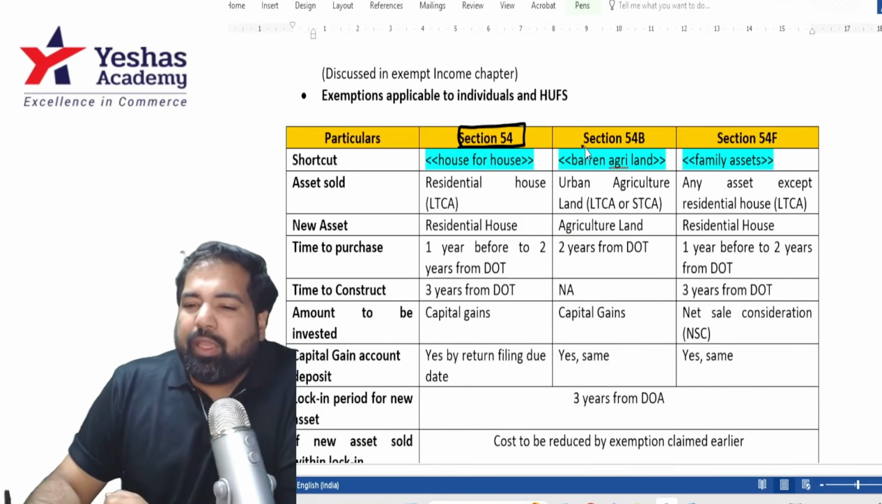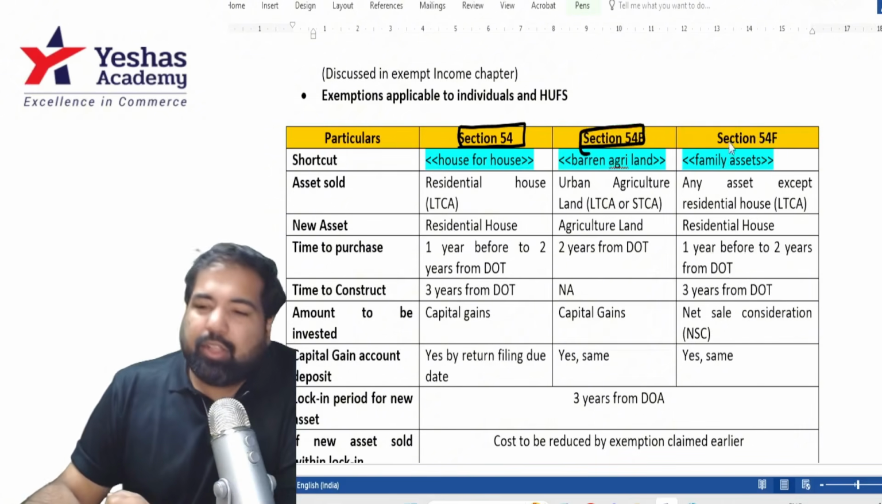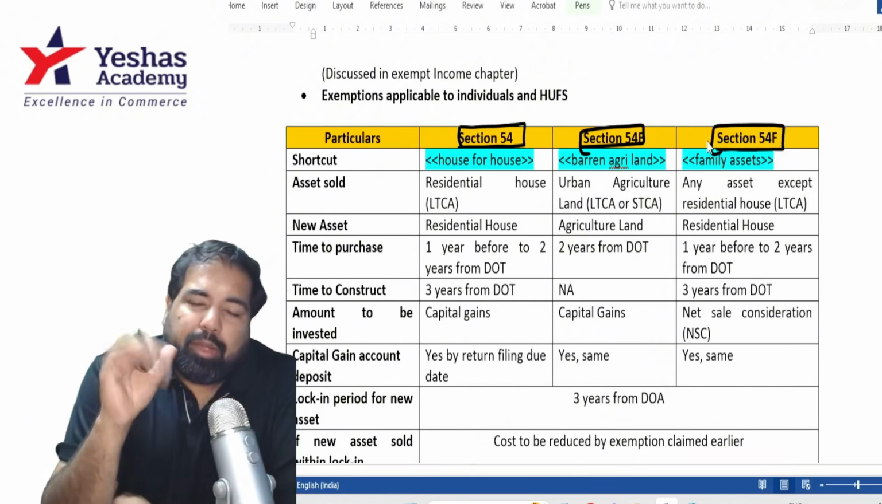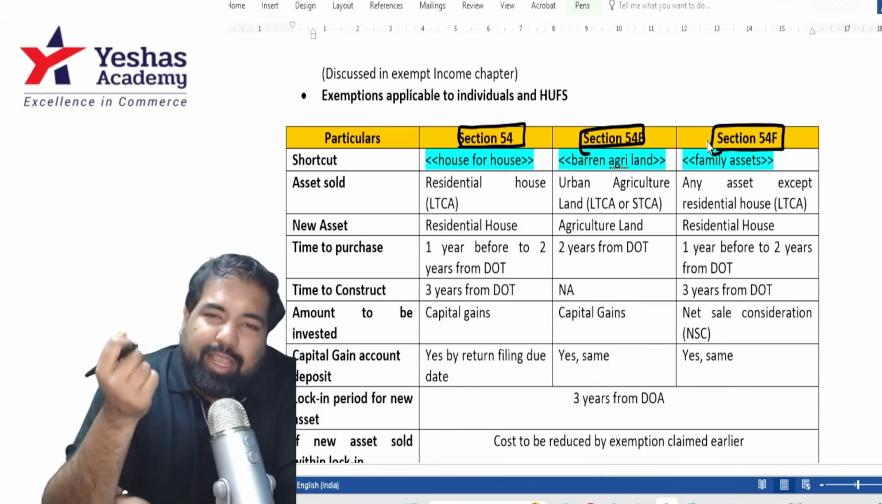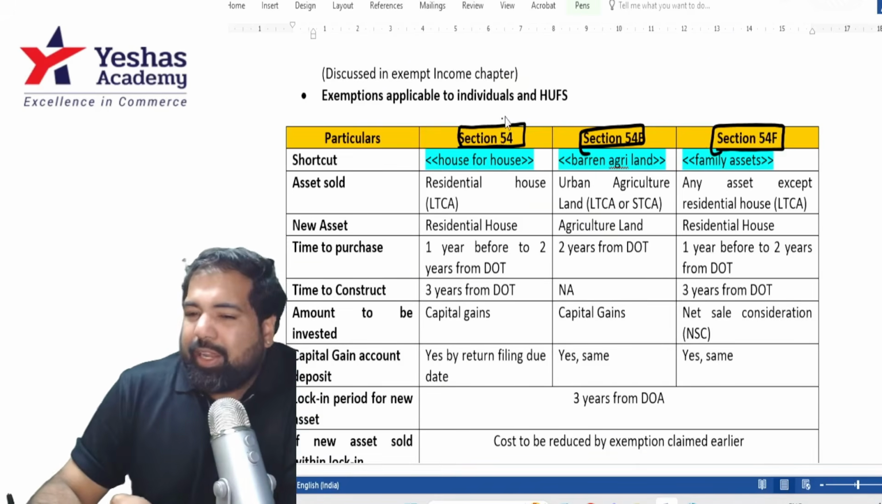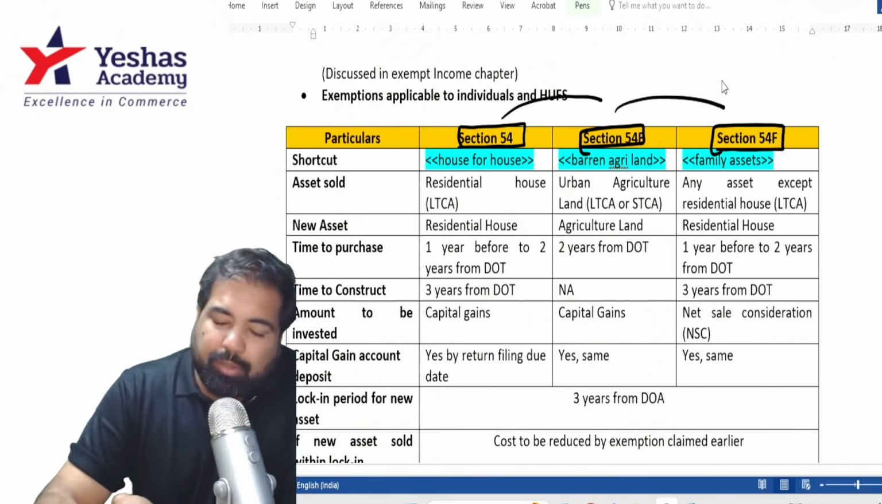Section 54B is if you're selling an agricultural land and buying another agricultural land. Section 54F is where you are selling any other asset except house property. You could be selling land, you could be selling shares, gold, jewelry, diamond, etc., and you're buying a house. So in all these cases you get an exemption, but you have to invest ahead within a certain period of time.